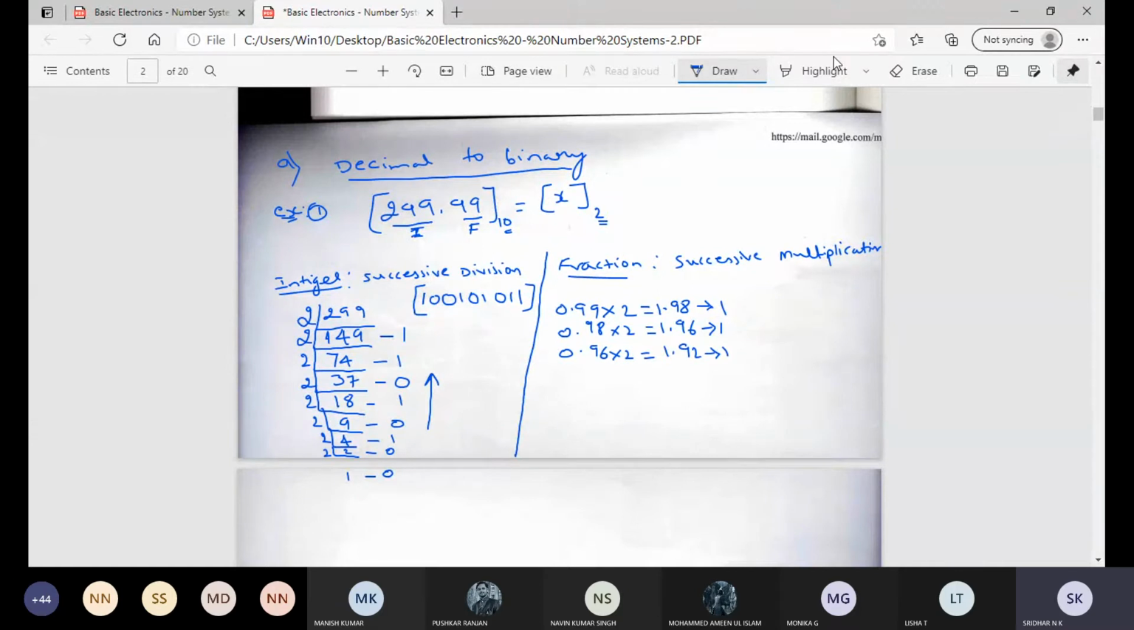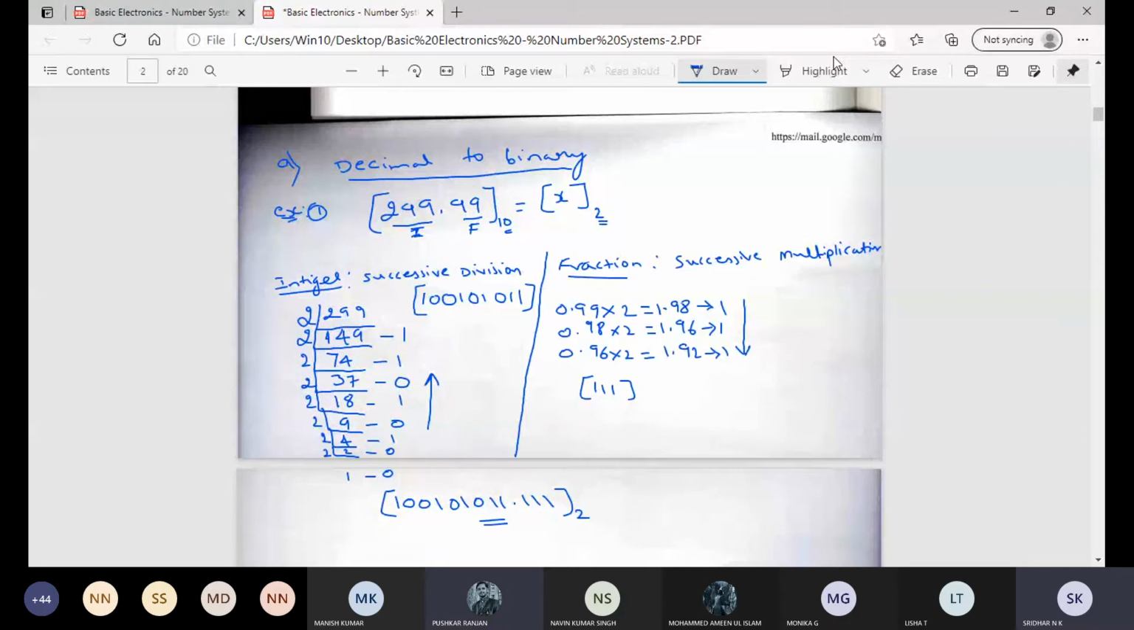So it goes on. Here, what we have to do is note down all these integers from top to down. For the integer part we noted down from down to top, but here we are noting down from top to down for the fraction. So if I note it down, it will be something like 1, 1, 1, correct? Now the final answer, I can combine this integer and fraction and write it like this: 100101011 is the integer part, and the fraction will be 111. So it is the equivalent binary number.